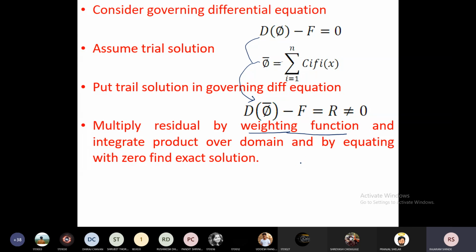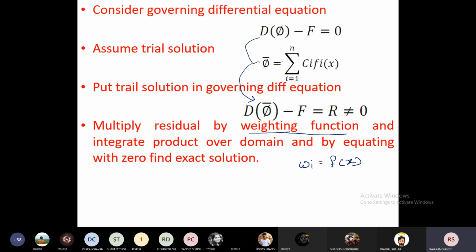I will use the notation wi for the weighting function. It is a function of coordinates. Bear with this, you have to remember this. And what is the exact type of weighting function? That depends upon the method under the weighted residual method. That means there are different subtypes of the weighted residual methods. Depending upon these types, we are going to select the weighting function. How to select that, I will explain later.